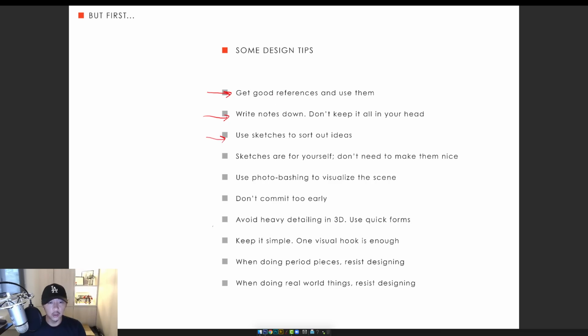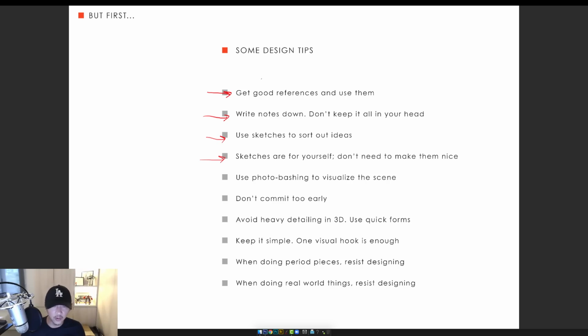Use sketches to sort out ideas, which I'll show you very quickly soon. Just doing rough stuff, which we did in episode 94. Okay, and sketches are for yourself, so you don't have to make them nice. The final presentation is the key. The images that are going to go in your portfolio are the key. So you don't have to make these sketches beautiful, right?